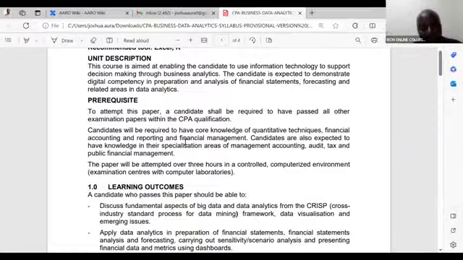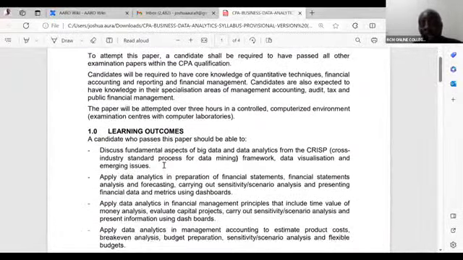Candidates are also expected to have knowledge in their specialization areas of management accounting, audit, taxation, and public financial management. The paper will be attempted over 3 hours in a controlled, computerized environment, in examination centers with computer laboratories, but of course they shall not give you computers.